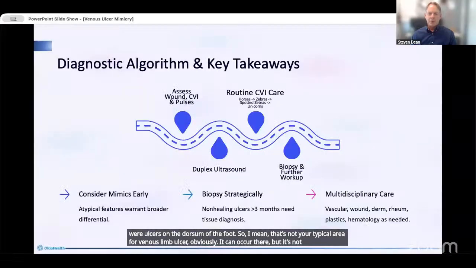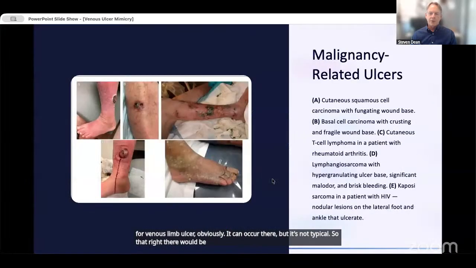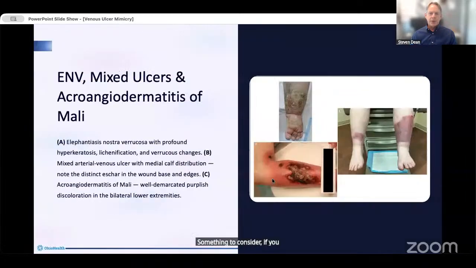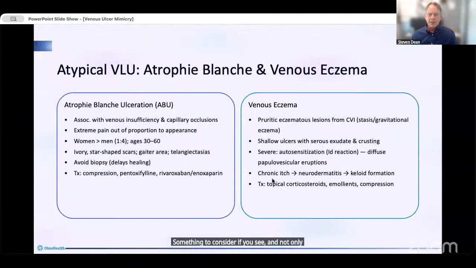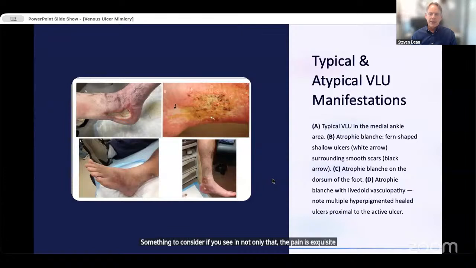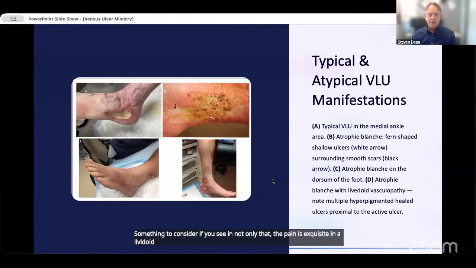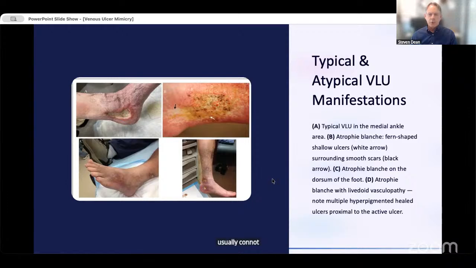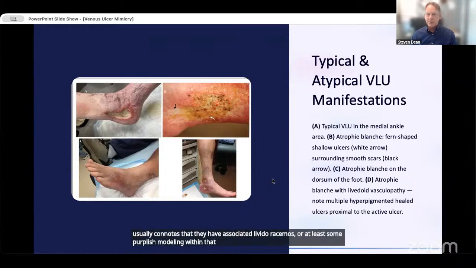So that right there would be something to consider, and not only that, the pain is exquisite in a livedoid vasculopathy associated ulceration. And then also, hence the name, the livedoid usually connotes that they have associated livedo racemosa, or at least some purplish mottling within that extremity as well. You shouldn't see that with the venous limb ulcer or venous stasis. So that helps you distinguish between the two because the treatment's entirely different.